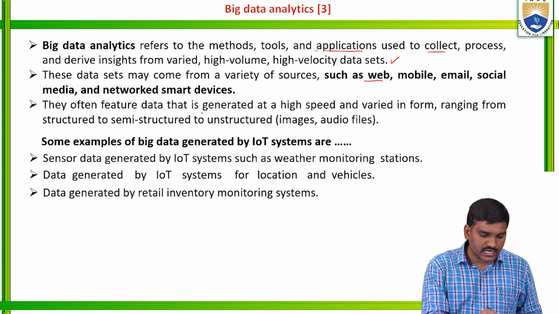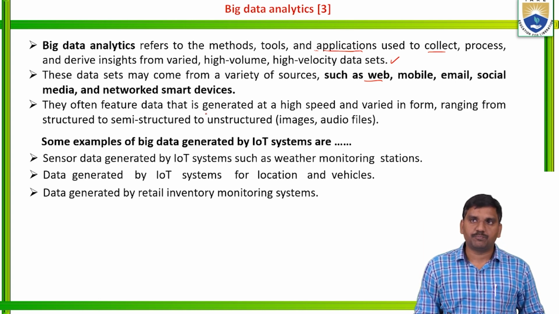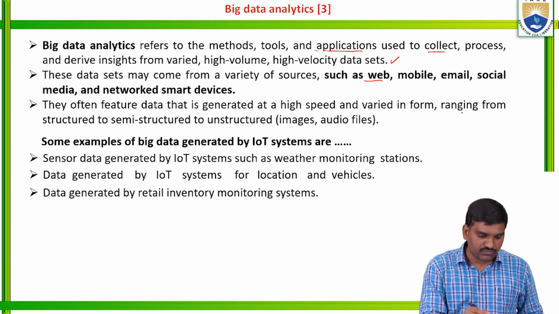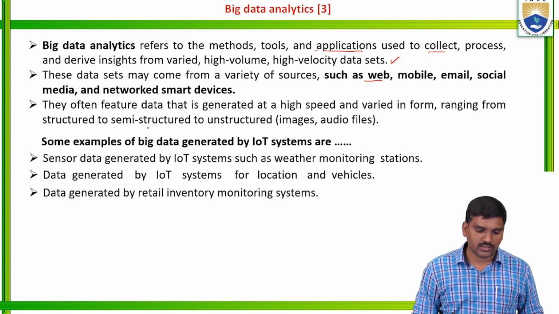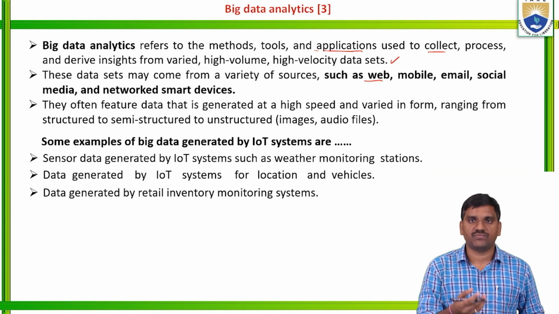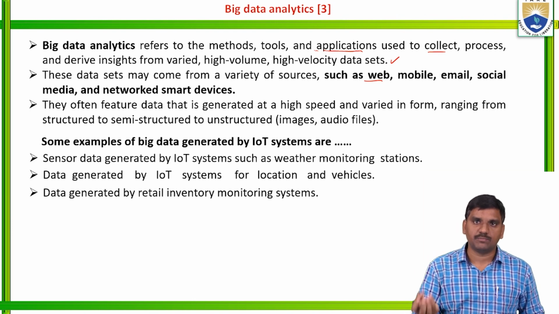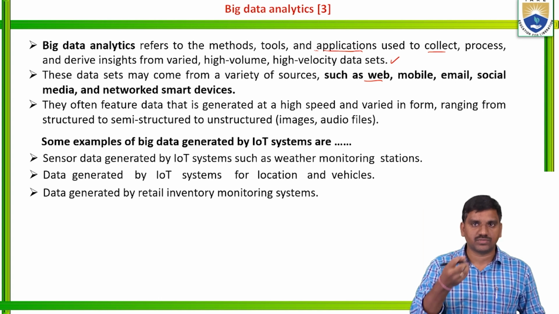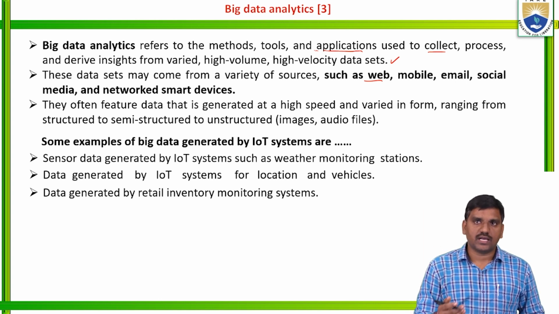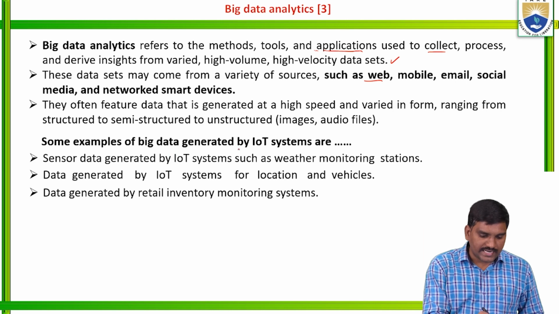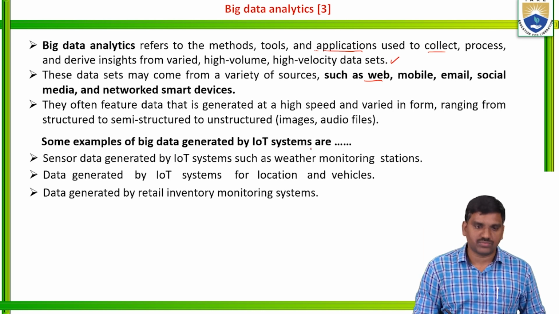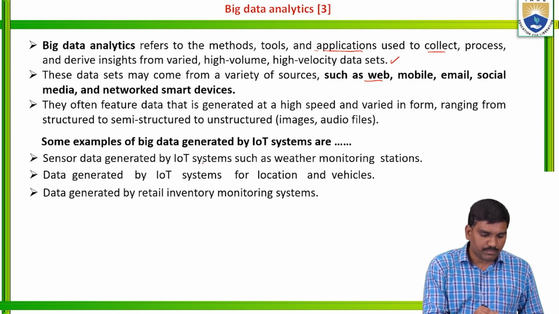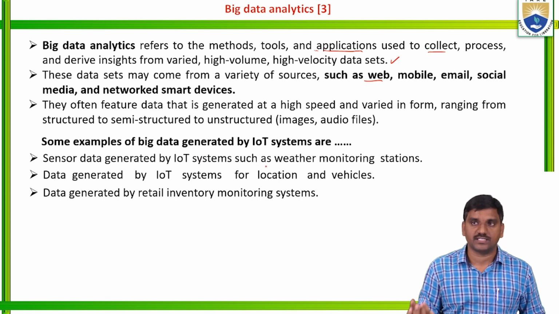Next, this is often data that is generated at a high speed and varies in form, ranging from structured to semi-structured to unstructured data. That is, it could be image files, audio files, symbols or any other data in different categories. For example, big data generated by IoT systems includes sensor data generated by IoT systems such as weather monitoring stations.